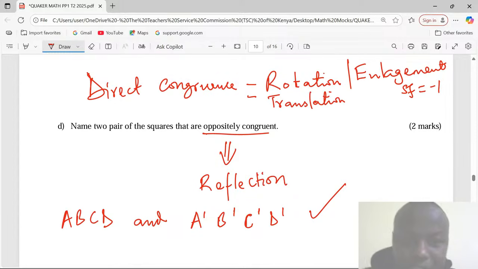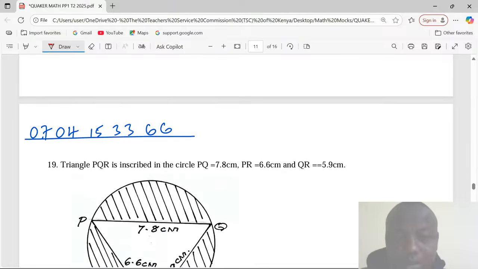Where rotation is involved, there is direct congruence. Let that one be mastered very well. So that's all about the question on enlargements.